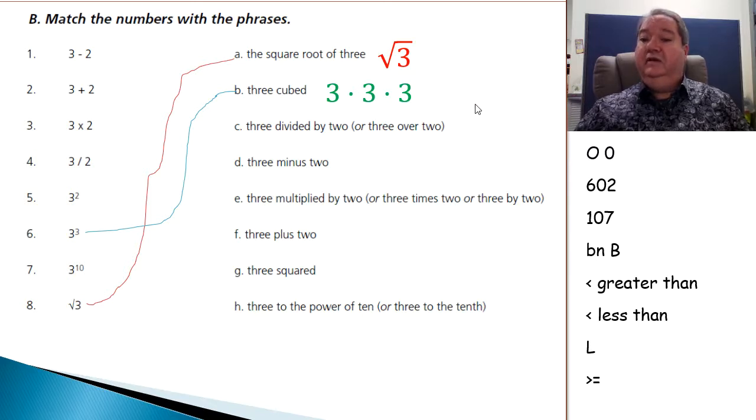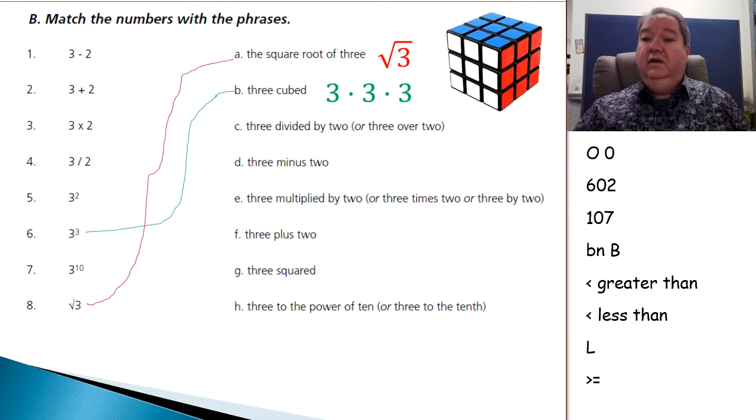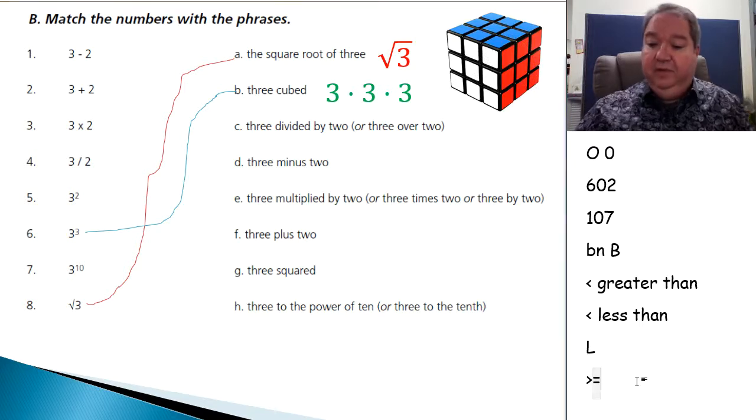Now, if you take an image of that, if you have a shape that is 3 by 3 by 3, or I guess we'd have to go height, 3 by 3 by 3, what shape is this? A cube. It would create a 3-dimensional cube. So that's why it's called cubed. That is the image or the geometric shape.